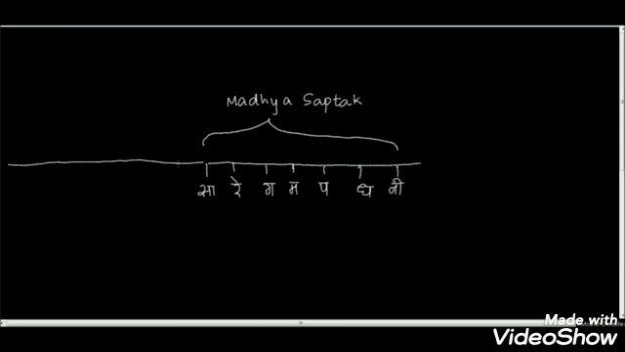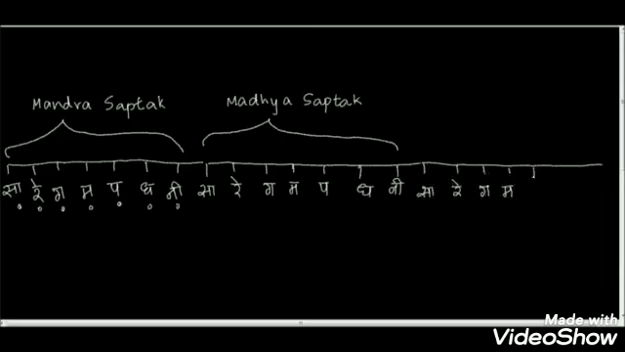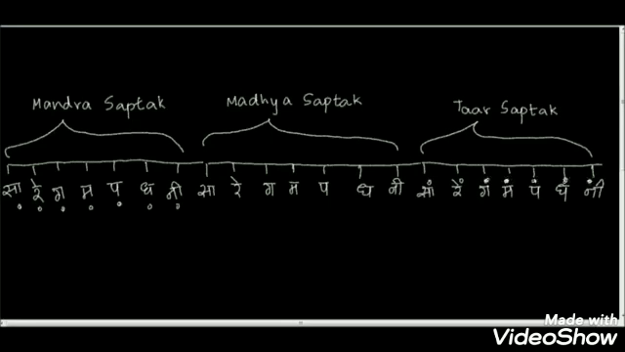Then is the lower octave or Mandra Saptak. The frequency of the swaras of the Mandra Saptak is half of the frequency of the swaras of the Madhya Saptak. The swaras of the Mandra Saptak are represented by a dot below them. The third octave is the Tar Saptak or higher octave. The frequency of its swaras is double that of the swaras of Madhya Saptak. The swaras of the Tar Saptak are represented by a dot above the swaras.